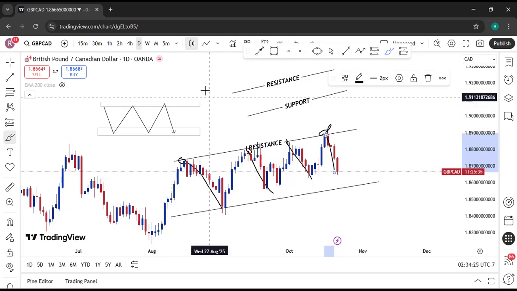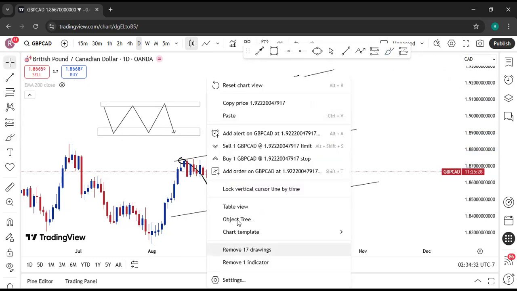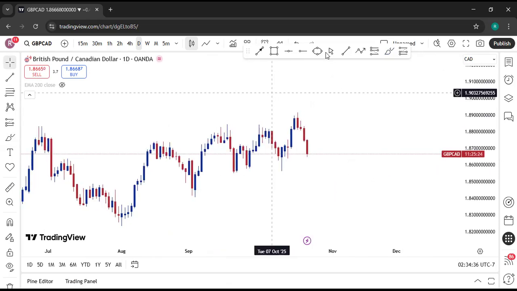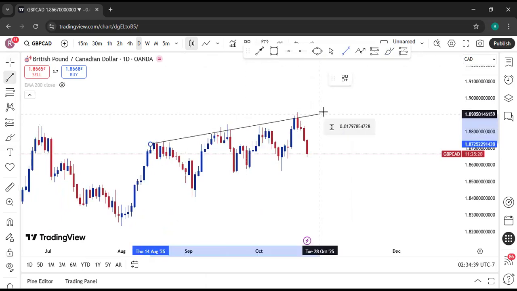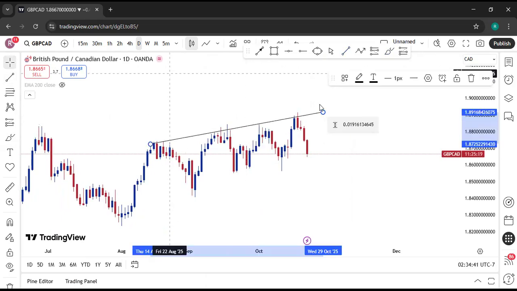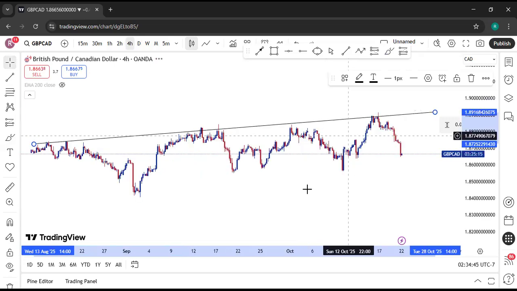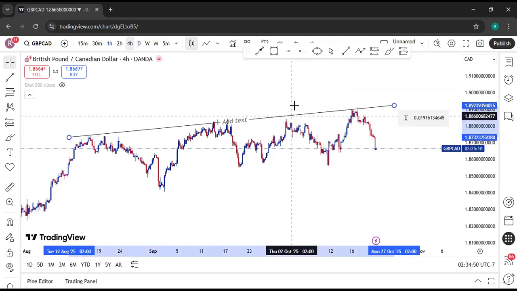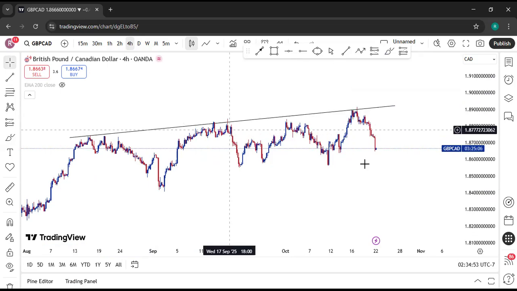Now let's narrow down to smaller time frames to look out for other confluences that added up to the bias I had on GBPCAD. So we go on the smaller time frame, like the 4 hour. You can see very clearly how price was always reacting to this level of resistance. It just tells you that there are sellers here and they want to push price down.